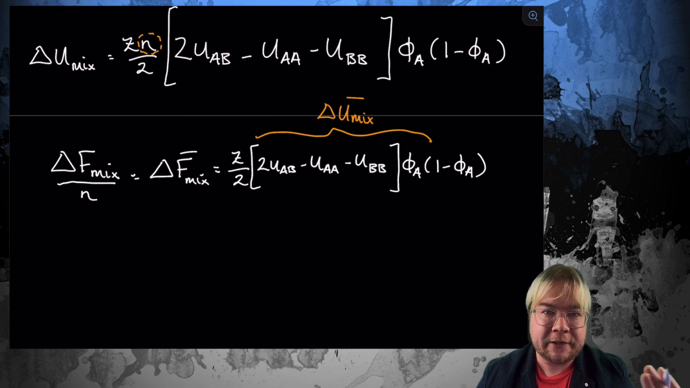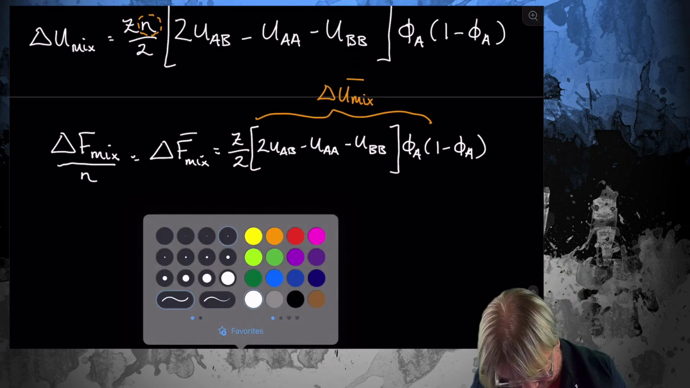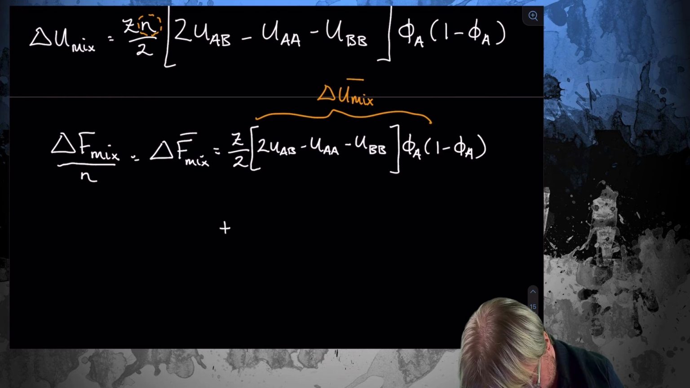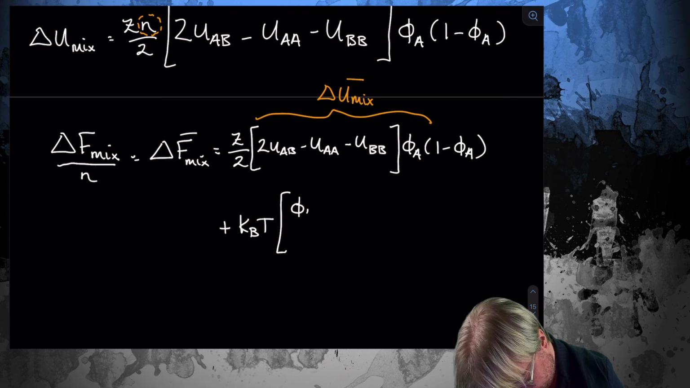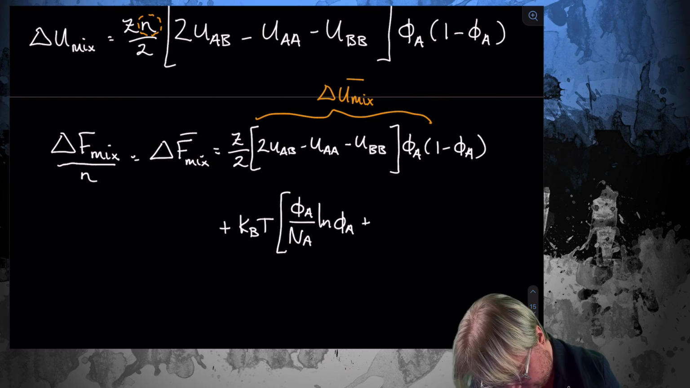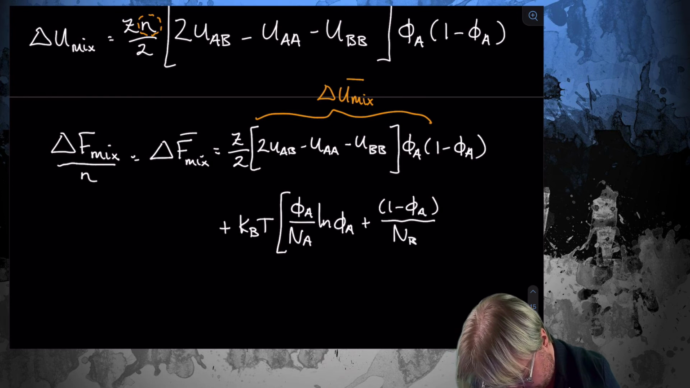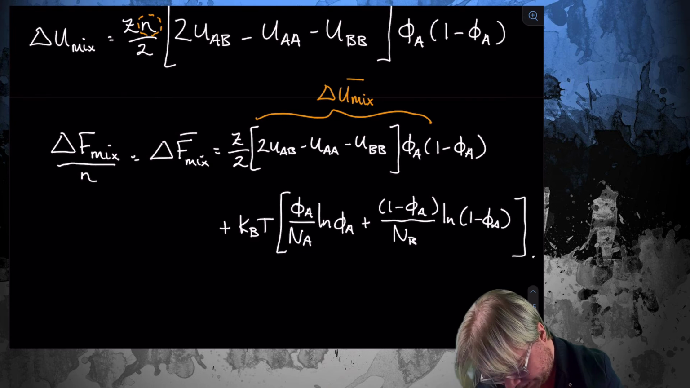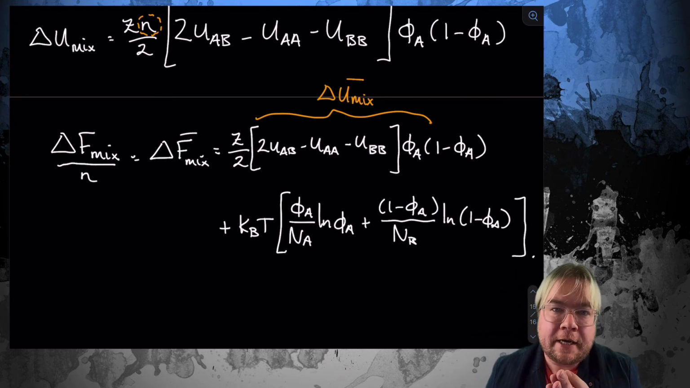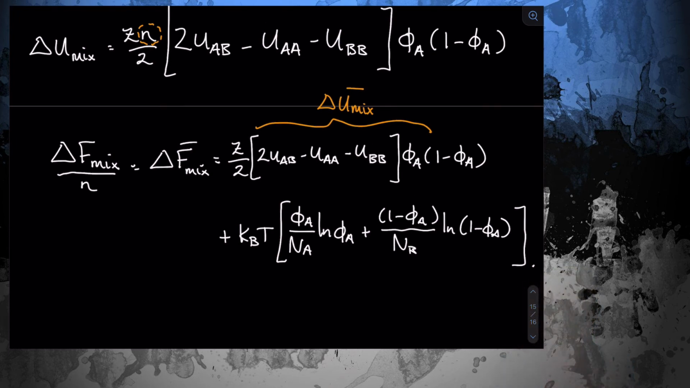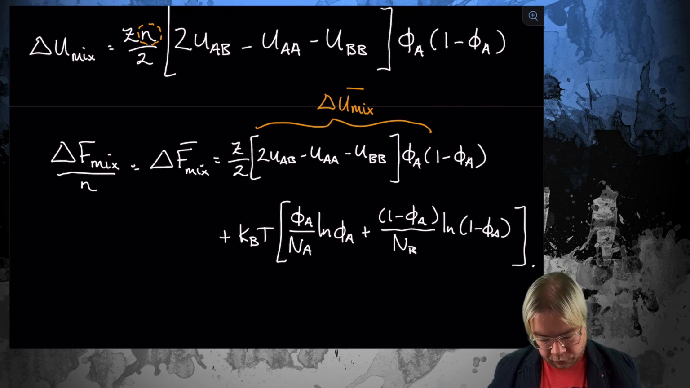And now let's add on T delta S to this. So this will be plus kBT, phi A divided by NA log of phi A plus 1 minus phi A divided by NB log of 1 minus phi A. And that is my complete free energy of mixing, taking interactions into account, or taking preferential interactions into account. So that's fine. That's a great expression, but I can do a couple more things to it.